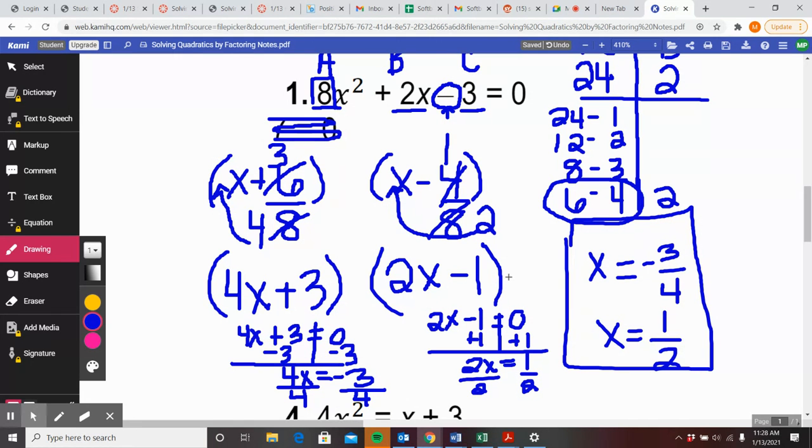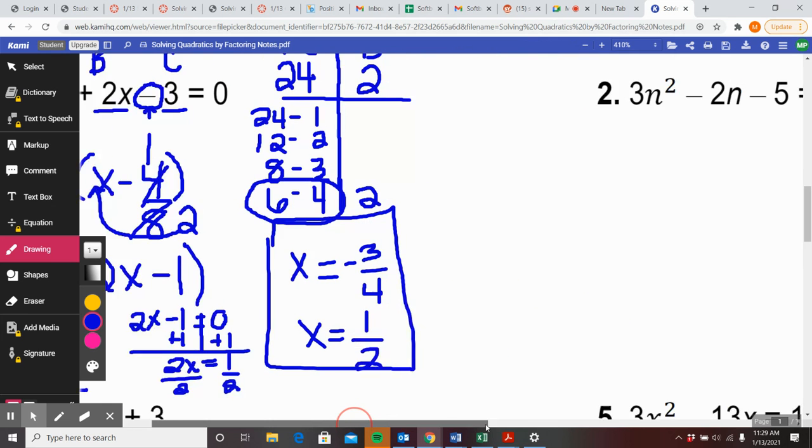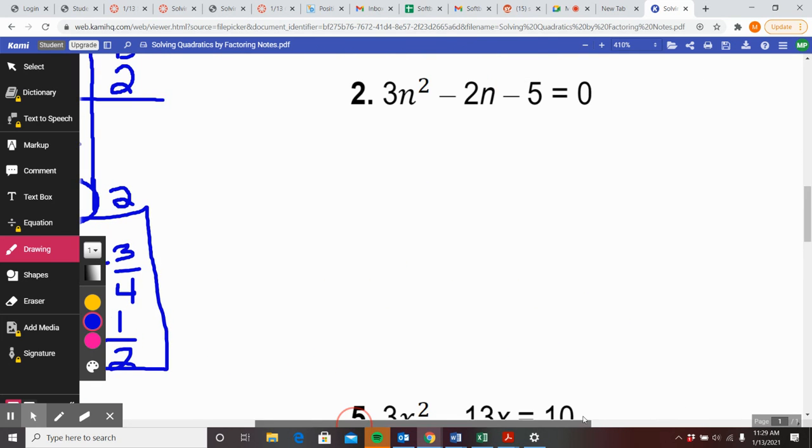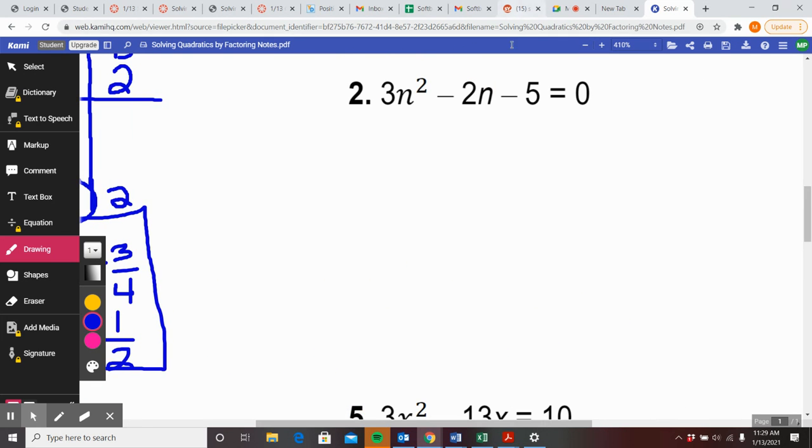So the only difference is now we're setting it equal to 0. So let's give it another shot. Okay, so let's do number 2. All right. So you don't have a GCF.